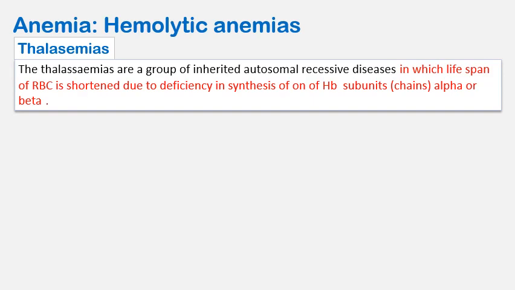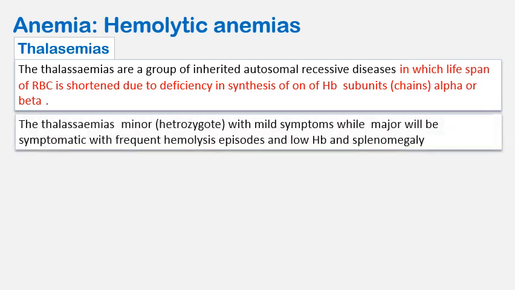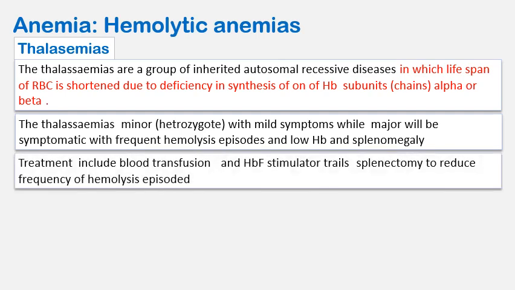Other types of hemolytic anemia include the thalassemia. Thalassemias are a group of inherited autosomal recessive diseases in which the lifespan of RBC is shortened due to deficiency in the synthesis of one of the hemoglobin subunits, alpha or beta chain. Thalassemia could be minor, in heterozygote cases, or major, in homozygotes. Major will be symptomatic with frequent transfusions, low hemoglobin, and splenomegaly. Treatment includes blood transfusion, hemoglobin F stimulators, and sometimes splenectomy to reduce frequency of hemolysis.